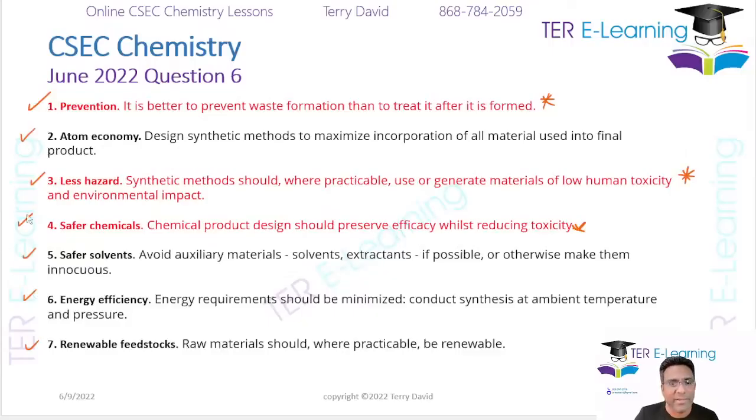The next one here, you could choose any one of these: prevention, less hazard, or even safer chemicals. So whatever you're manufacturing here, try to use chemicals that are safer for the environment. That is how they want you to answer this particular question, guys.